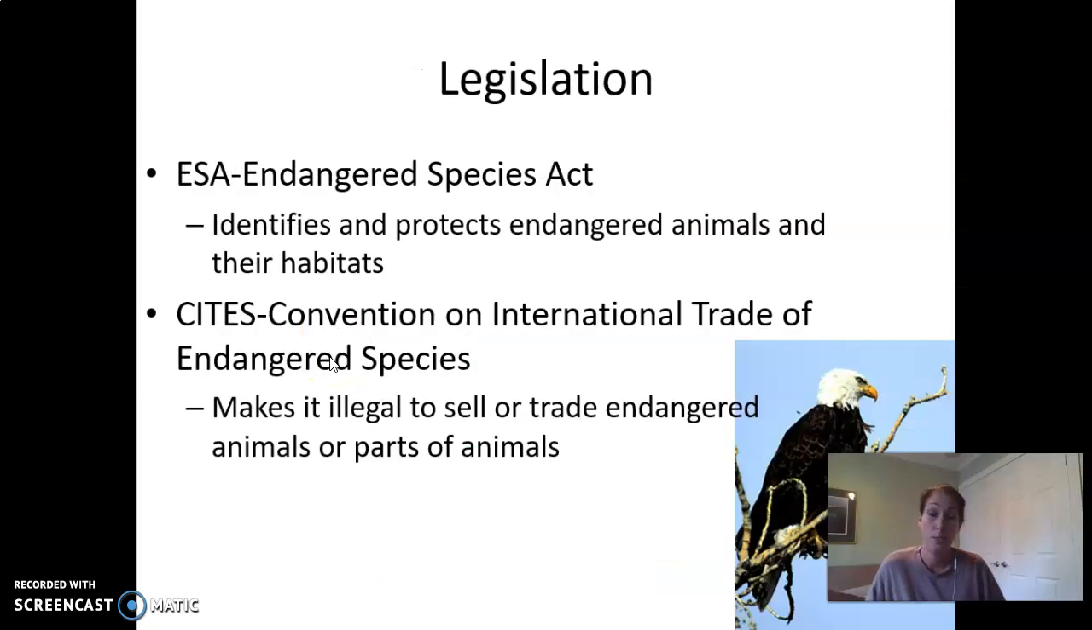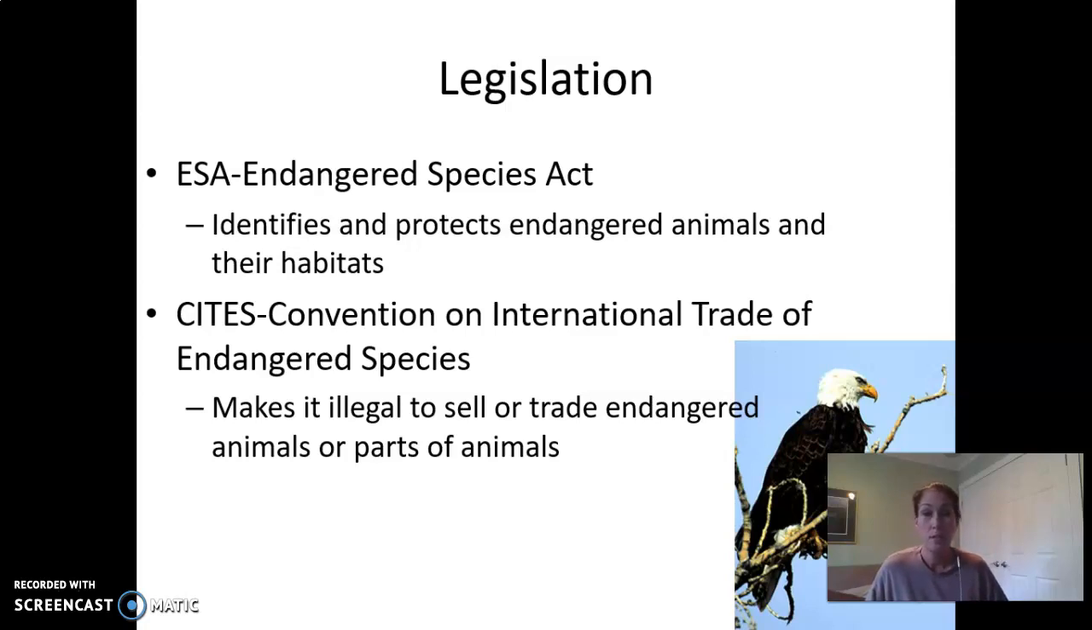Now, what we're doing to protect this: one big thing we can do is legislate. We can create laws. The ESA, or the Endangered Species Act, identifies and protects endangered animals, and the key thing here is that it also protects their habitats. You can't do anything to an endangered species' habitat. So our Endangered Species Act has really done a lot of good to help promote the protection of our endangered species here in the United States.